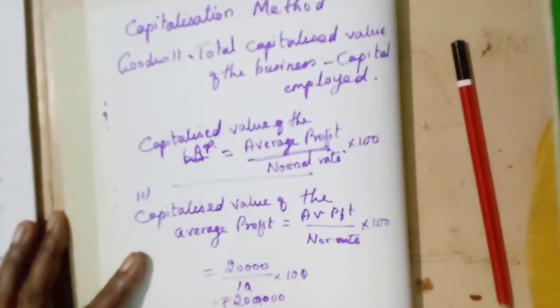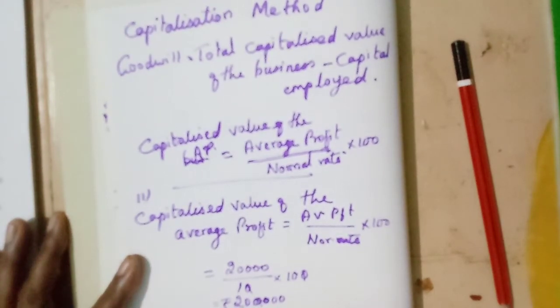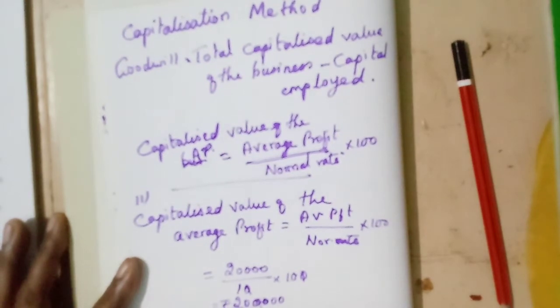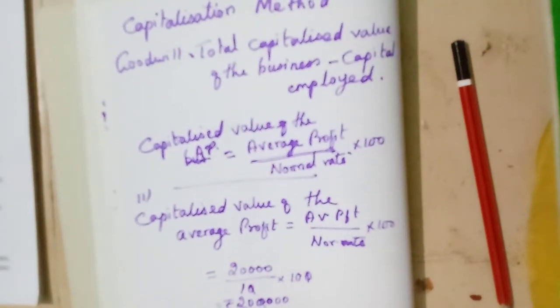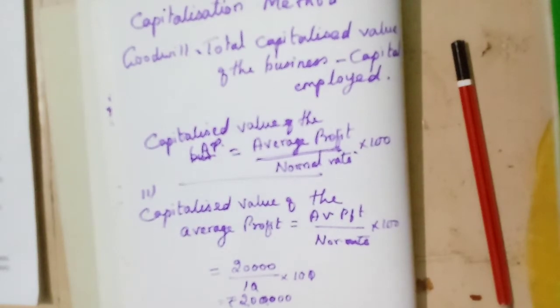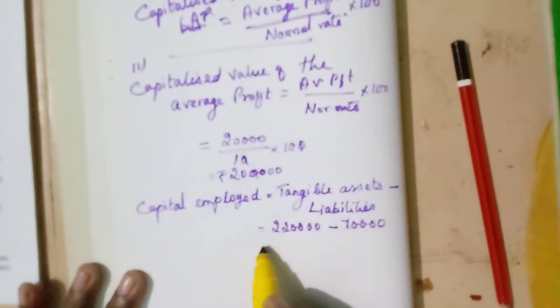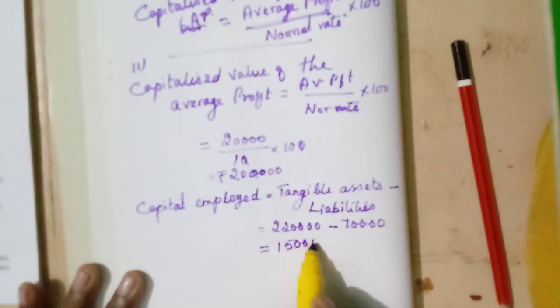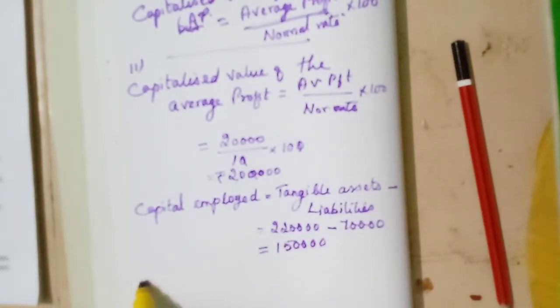Now capital employed we need to calculate. Tangible assets. From the assets we subtract liabilities, we will get the capital employed, isn't it? Capital employed is equal to assets minus liabilities. So assets how much? 2,20,000. Liabilities 70,000. We will get 1,50,000 capital employed.